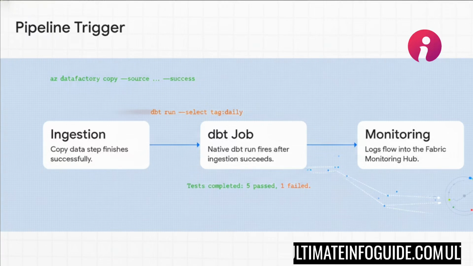Step 1, your ingestion step finishes. Step 2, only when that succeeds, the native dbt job fires. No more guessing with fixed clocks where dbt might accidentally run before your source data actually lands. And finally, step 3 shows every single run status, model timing, and test result flowing directly into the unified Fabric monitoring hub. It's one place to look, not a separate dashboard living somewhere else entirely.